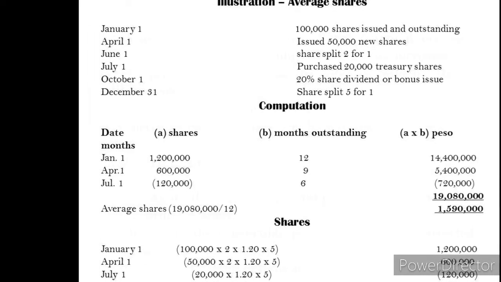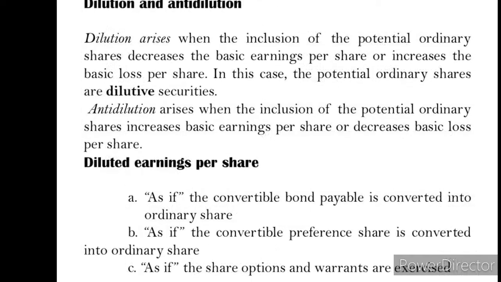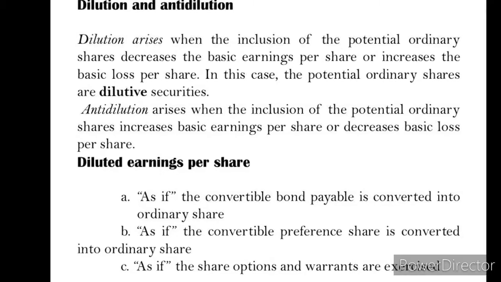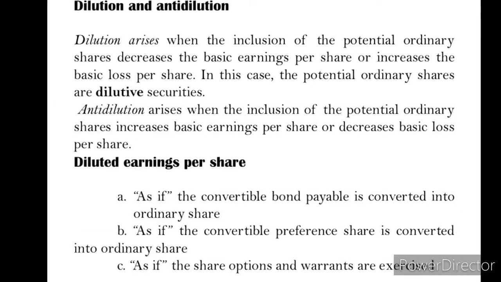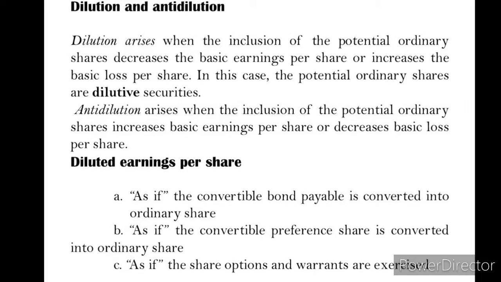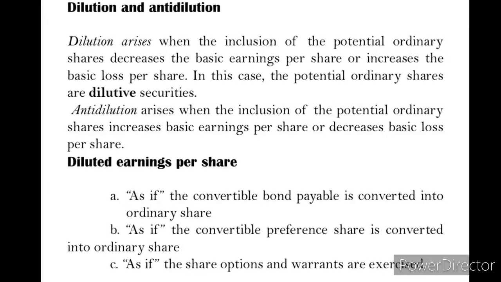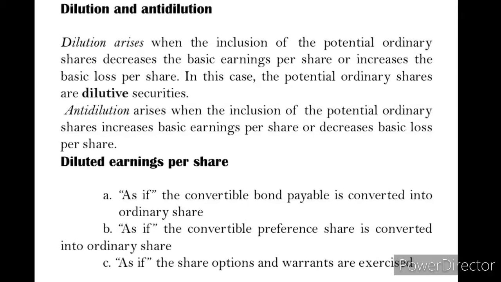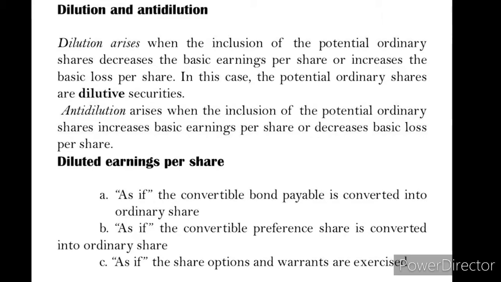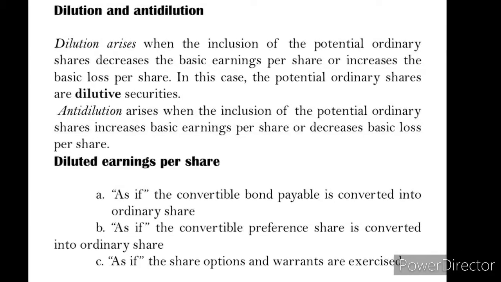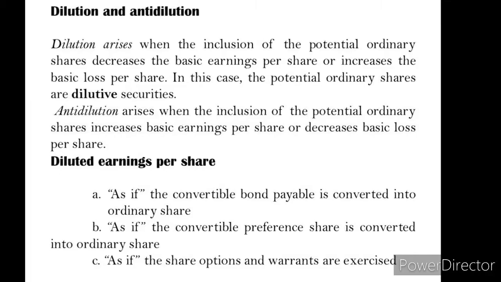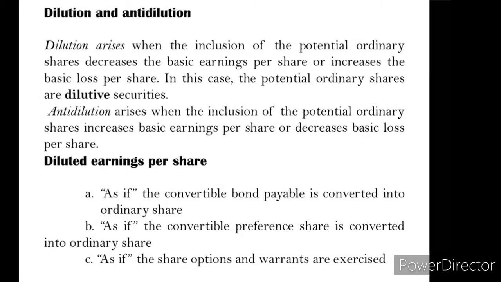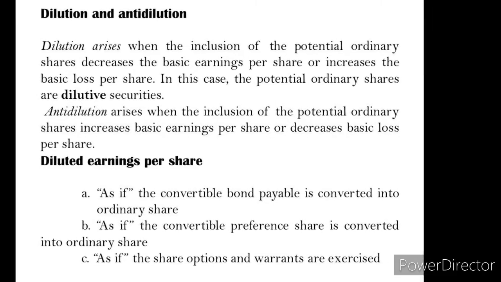What is dilution and anti-dilution? Dilution arises when the inclusion of the potential ordinary shares decreases the basic earnings per share or increases the basic loss per share. In this case, the potential ordinary shares are dilutive securities. It is a decrease in the equity position of a share of stock because of the issuance of additional shares. Dilution is usually detrimental to the position of existing shareholders because it weakens their personal claim on earnings and assets.